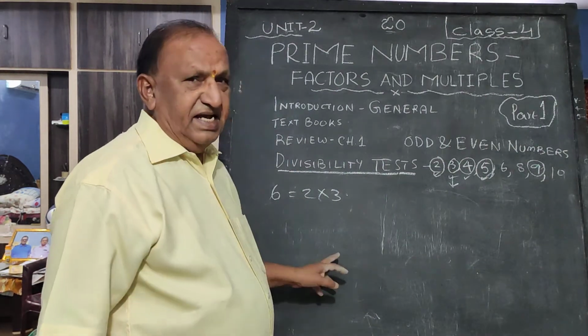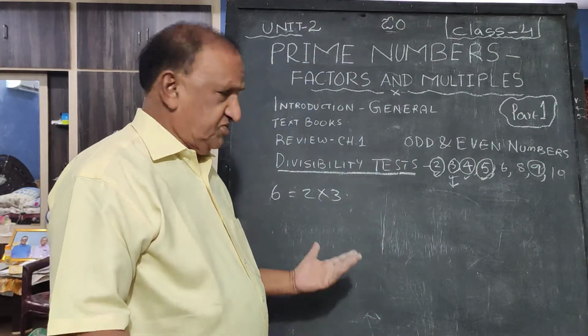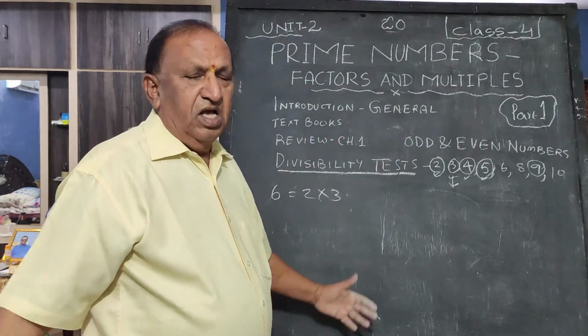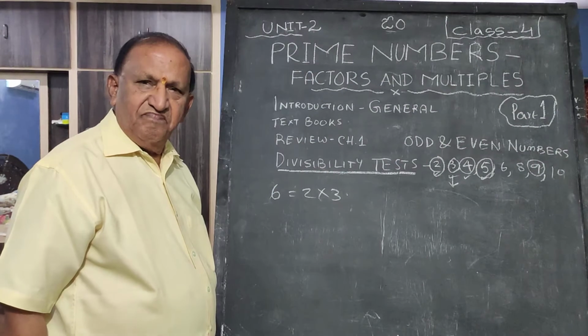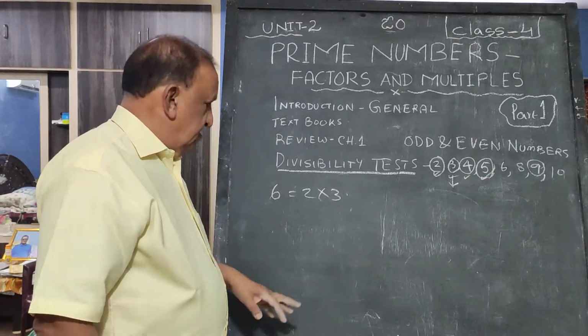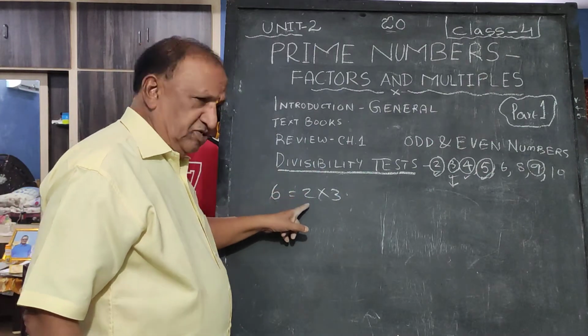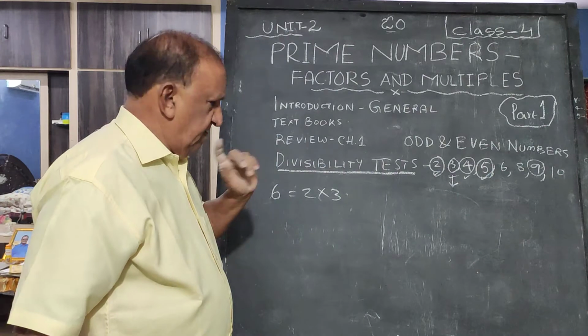For 2, what is it? You have to look at the last digit. Is it an even number? Yes, it's an even number, so it is divisible. Then for 3, what do you do? You add all the digits and divide by 3. So a number is divisible by 6 if it is divisible by 2 as well as divisible by 3.